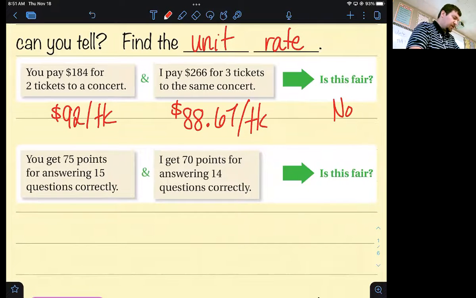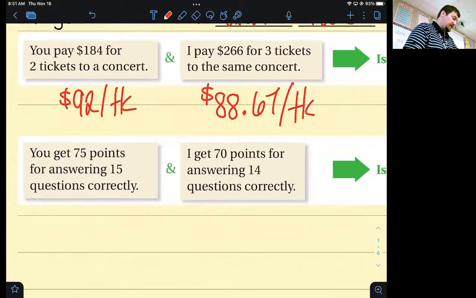What about this one? You took a multiple choice quiz, and you got 75 points for answering 15 of the multiple choice questions correct. And then I get 70 points for answering 14 questions correct. Is that fair? Well, Ella, tell me what 75 points divided by 15 questions is. 5 points per question. Ashlyn, what's 70 points divided by 14 questions?